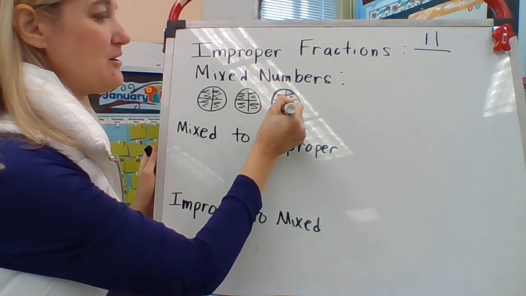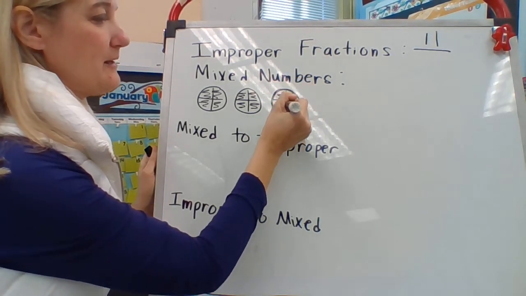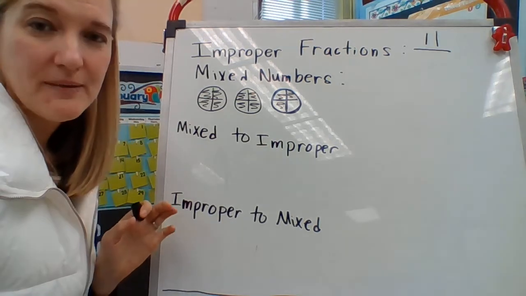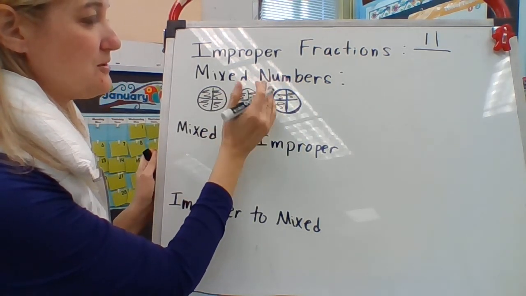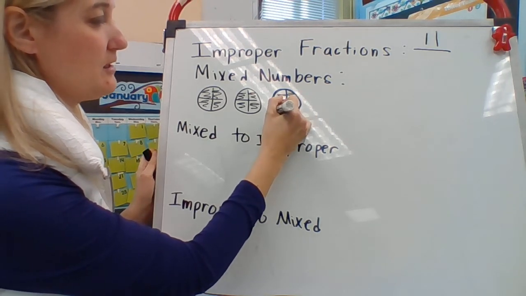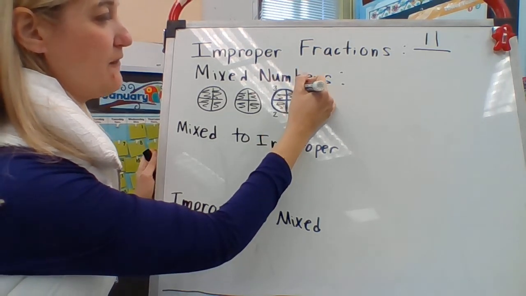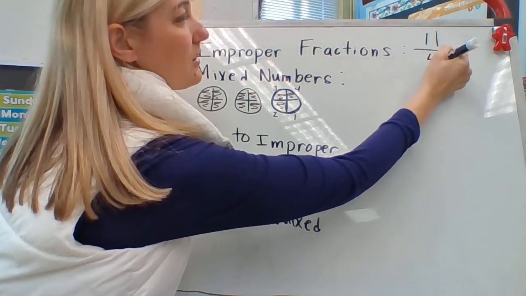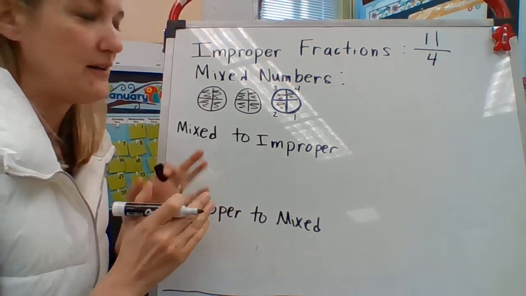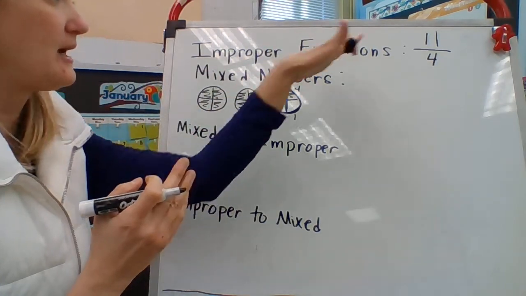My denominator, how I get the parts of the whole, is how many pieces one of these is divided into. So this is divided into 1, 2, 3, 4 pieces. They're all divided into 4 pieces. So my denominator is 4 because that's how many pieces each whole was broken into. Okay, so there's my improper fraction.